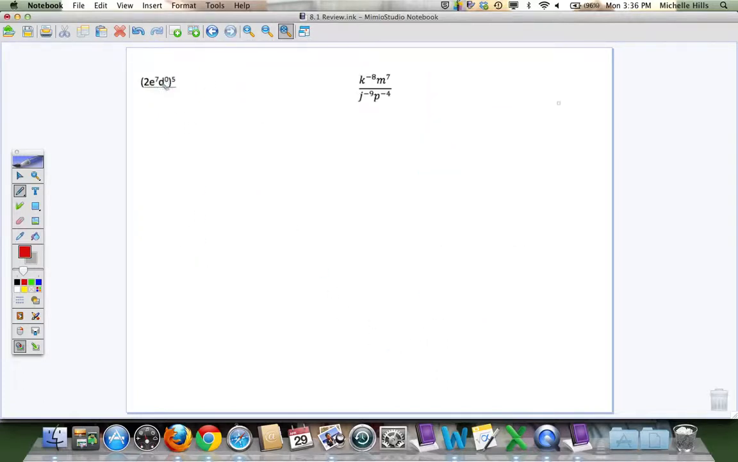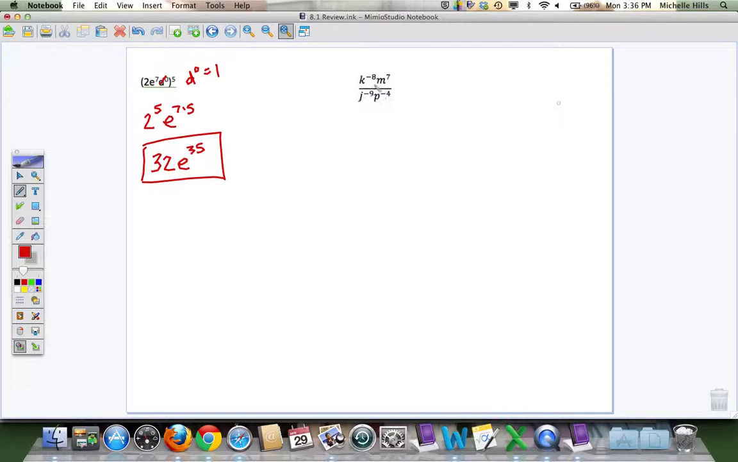Again, anything raised to the 0 power is 1, so d to the 0 power is 1. So 1 to the 5th power is not going to change anything. I could just say 1 times 2e to the 7th is 2e to the 7th. So I have 2 to the 5th, and then e to the 7 times 5 gives me 32 e to the 35th power.